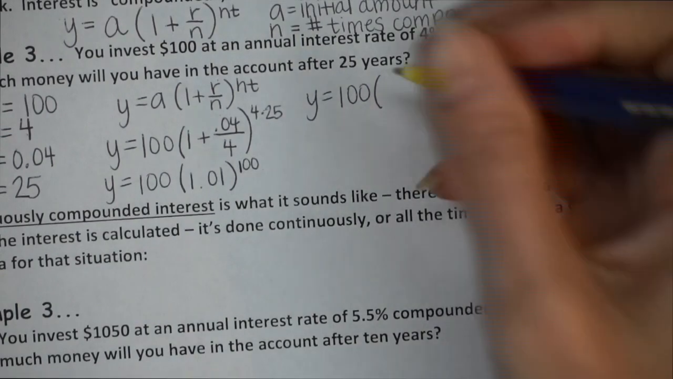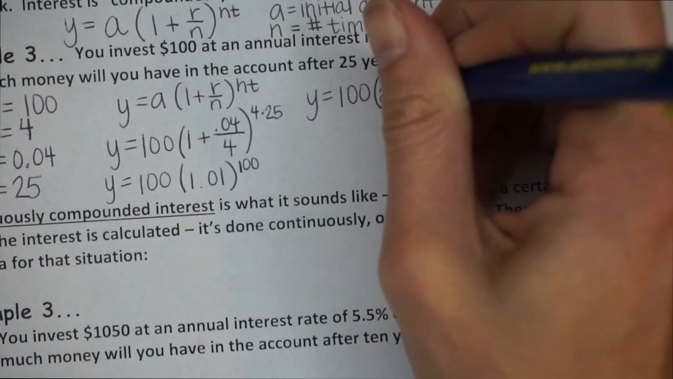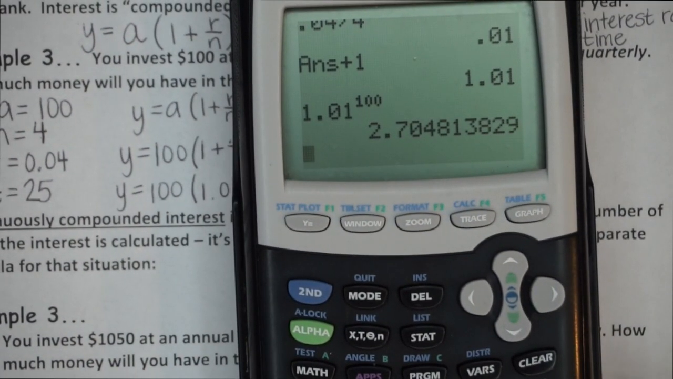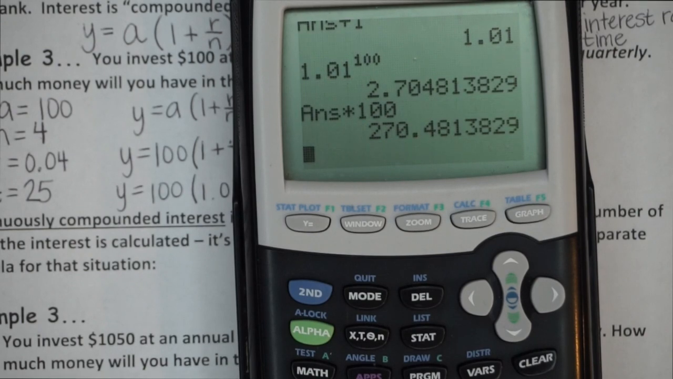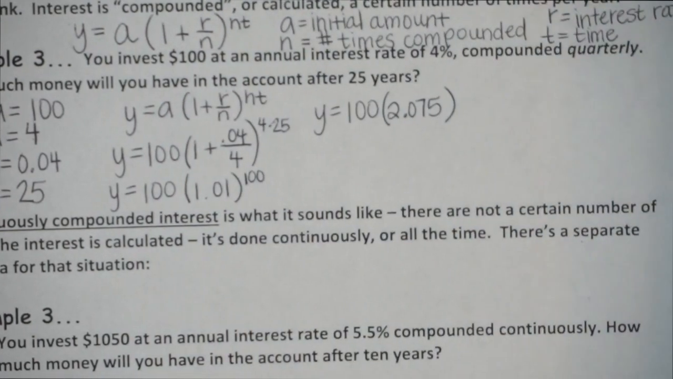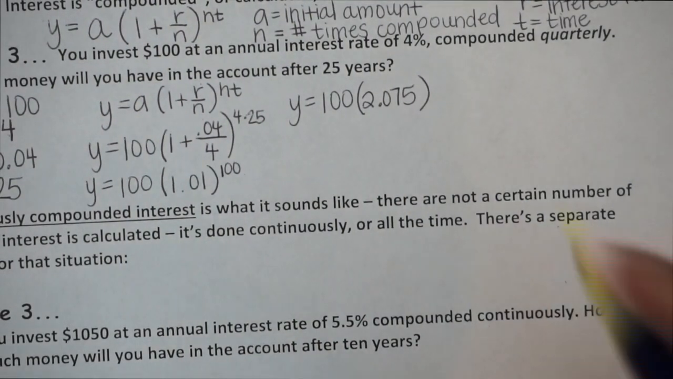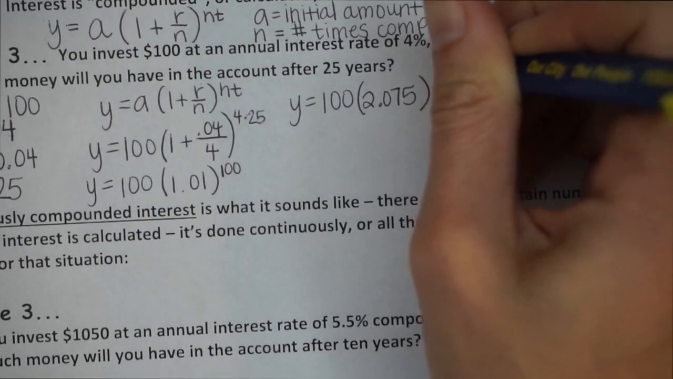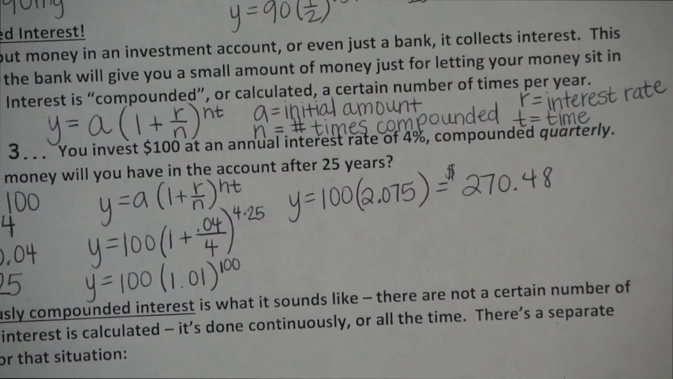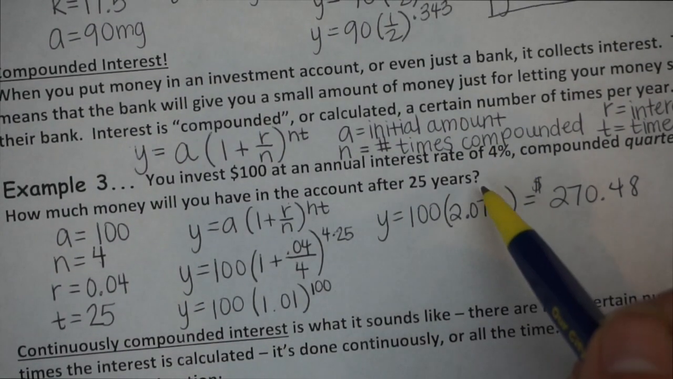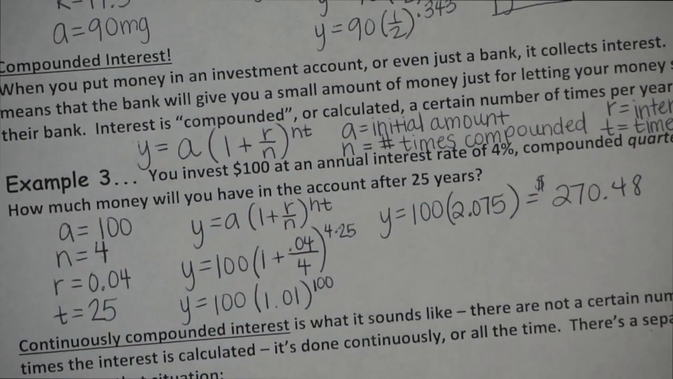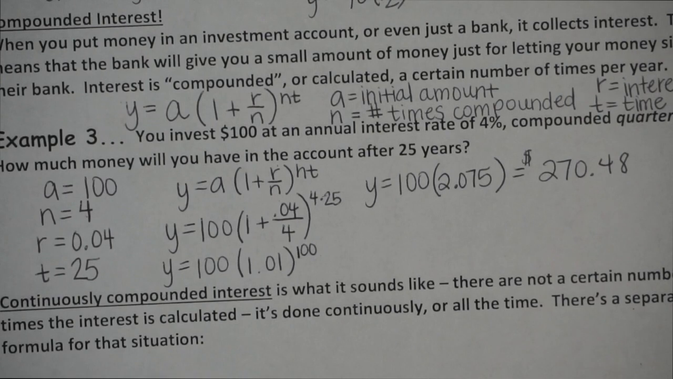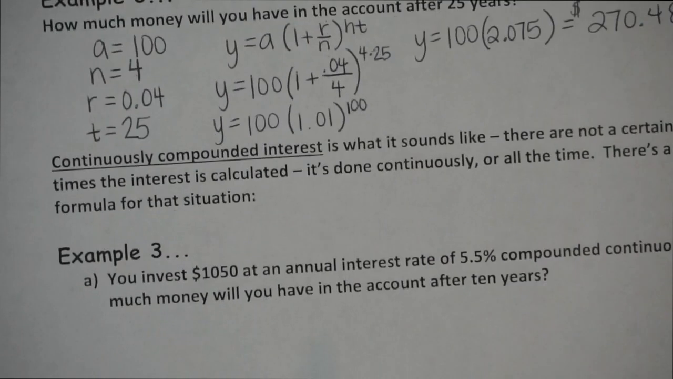2.705. Multiply that times 100, and we'll have $270.48. So that's not a whole lot for 25 years, but that's because it's a very low 4% interest rate. But I mean, your money did more than double, so you know, it's better than not investing it.